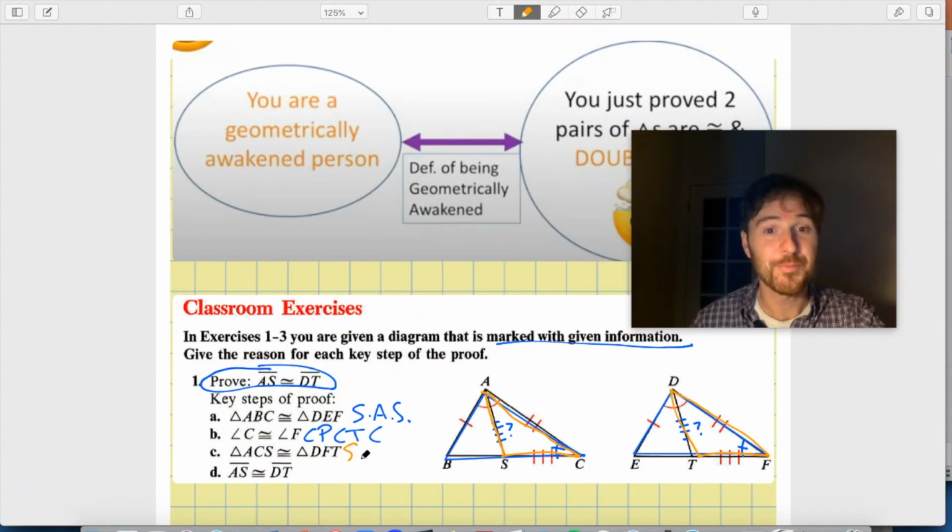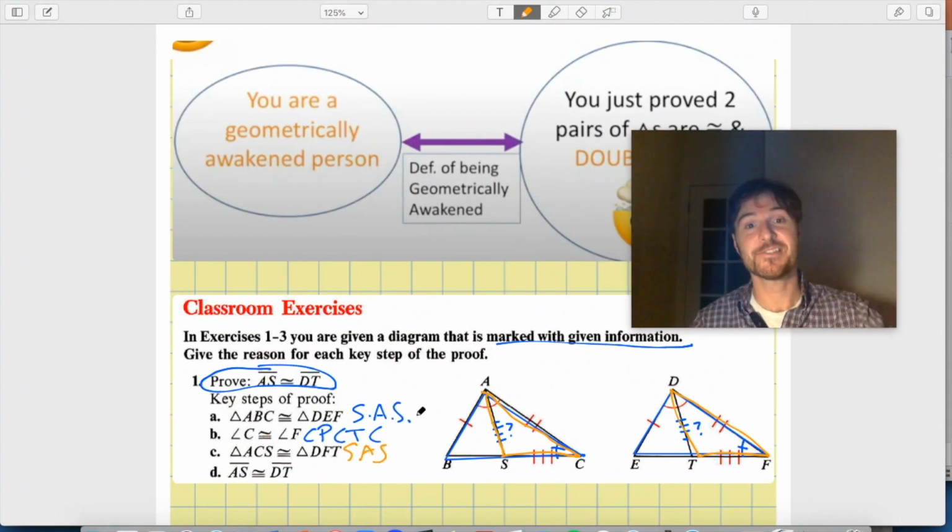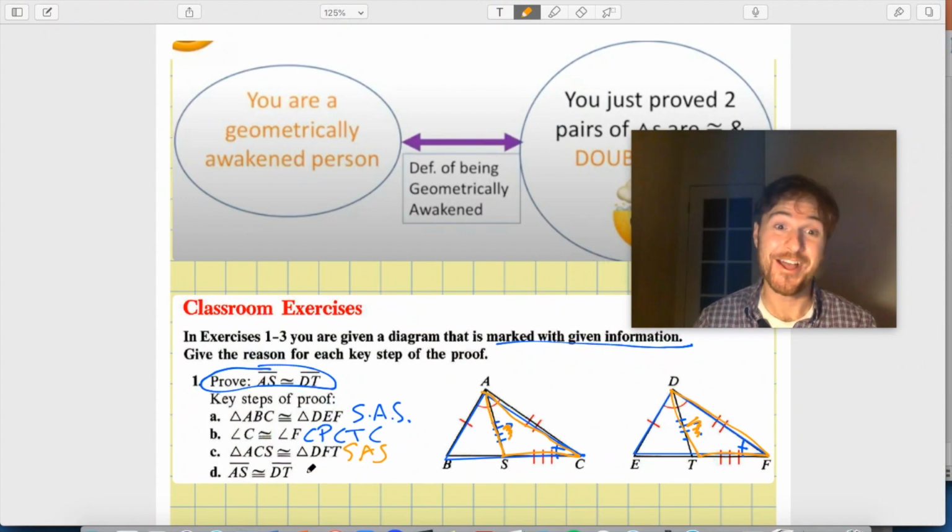You got SAS to prove both of those triangles congruent. You got this set of triangles congruent. CPCTC helped you. I needed angle C and angle F to be congruent in order to get that SAS going here. So now, through CPCTC, because I just proved the triangles congruent, its corresponding side over here also has to be congruent. Why? By CPCTC. That's right.